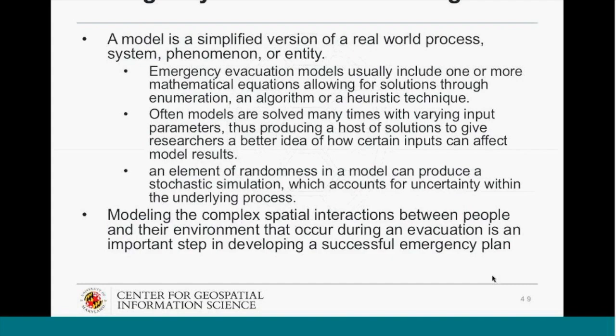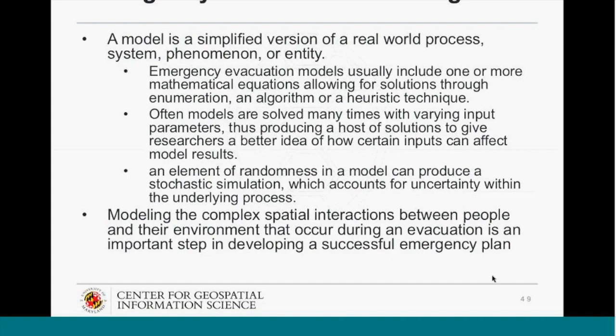You can also add an element of randomness to a model, which will give you a simulation, a stochastic simulation, and then you can even better account for the uncertainty within the underlying process, right? So there's always uncertainty with an evacuation. You want an element of randomness in your model to really try and replicate this real-world process.